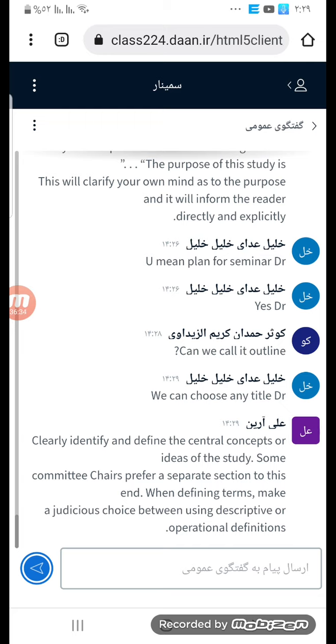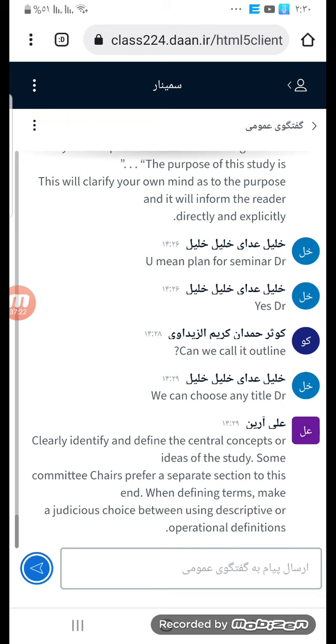Then, make a judicious choice between using descriptive or operational definitions. Are you going to, for example, define something in its descriptive way or in its operational way? Okay, it depends on you. You can show some shapes, some photos, some images, or you can explain just your ideas without showing something in your proposal. This is the second case which you should take care of while you are going to write the purpose of the study for your proposal.